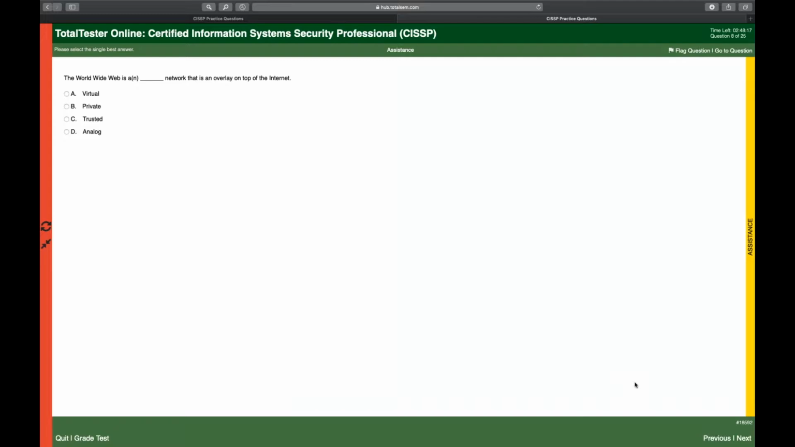Yeah, the World Wide Web sits on top of the internet. The internet is the physical connection of all the wires and cables. The World Wide Web is the, I'm going with alpha, the virtual network that overlays. It's definitely not trusted. It's definitely not private. And analog has nothing to do with it. It has to be virtual, but we'll see.